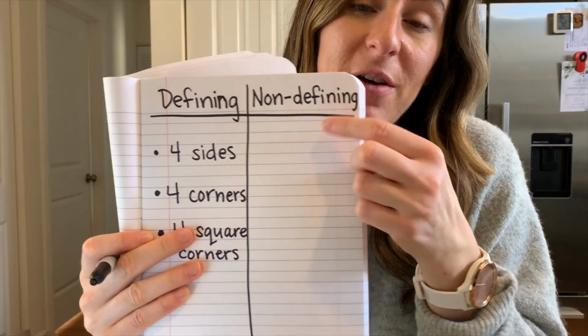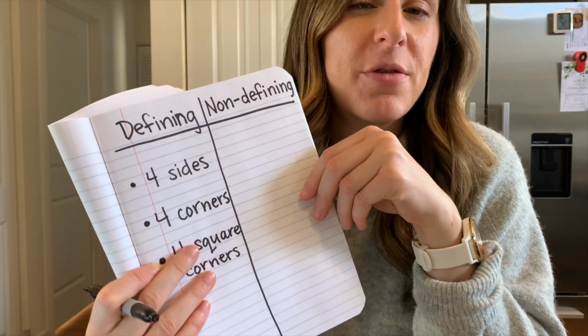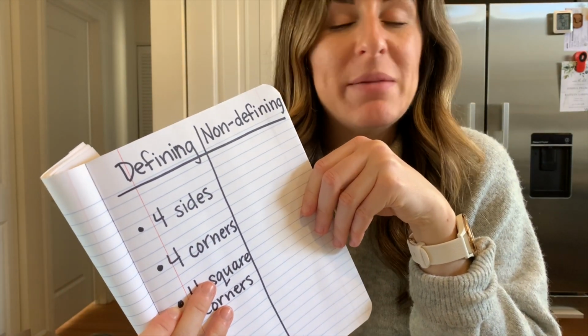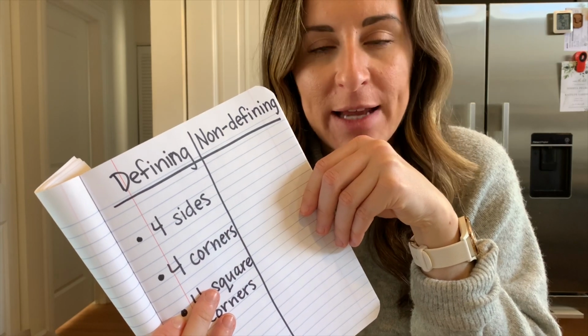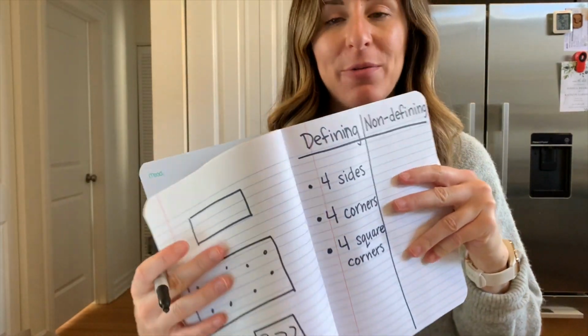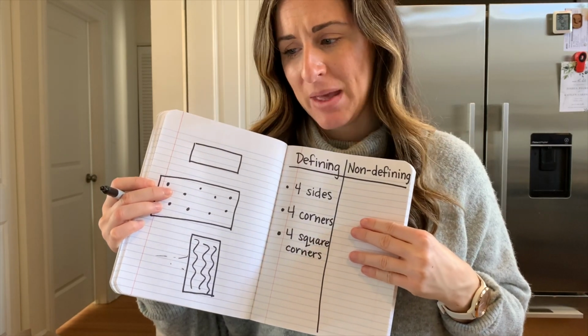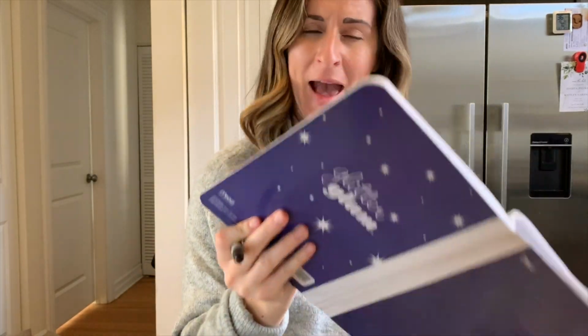Now, the non-defining attributes of these rectangles are things that don't really matter for making them rectangles. For example, my rectangles have different patterns on them. That doesn't really matter for making it a rectangle. The pattern has nothing to do with the fact that it's a rectangle. That means it's a non-defining attribute. That means it doesn't define the shape. It doesn't make that shape that shape.